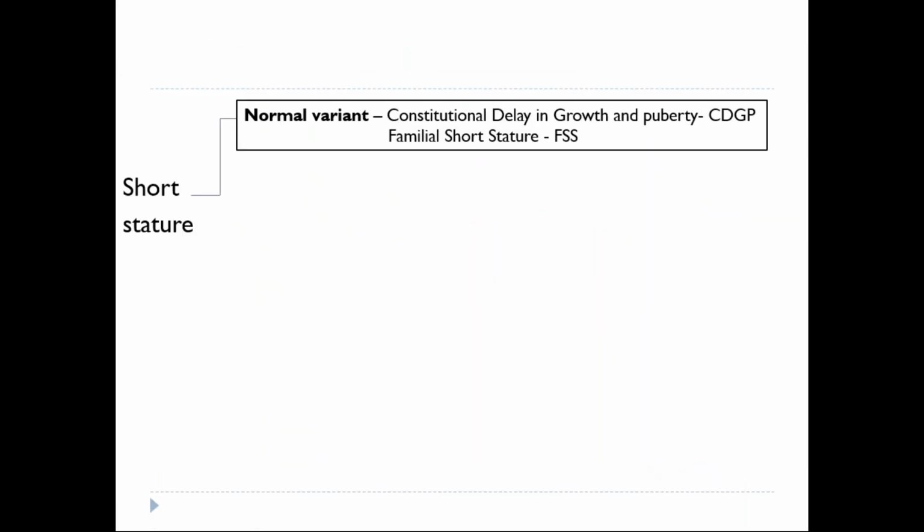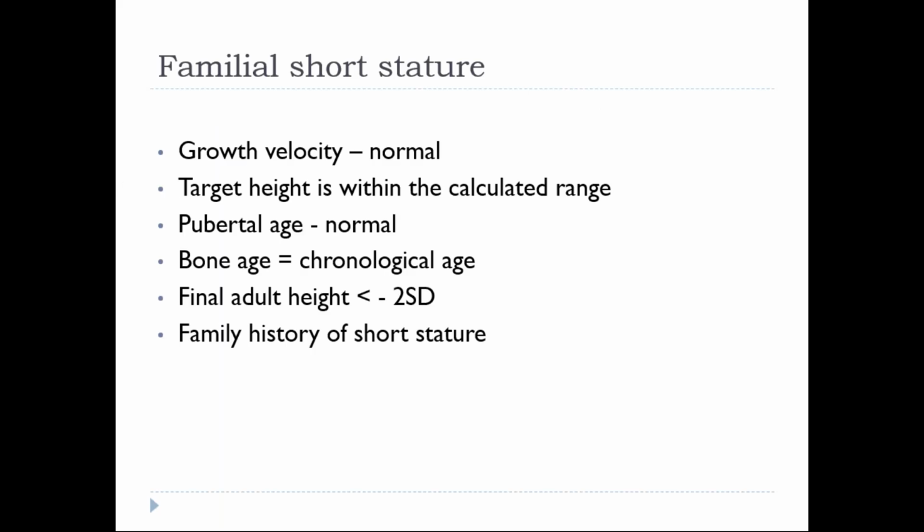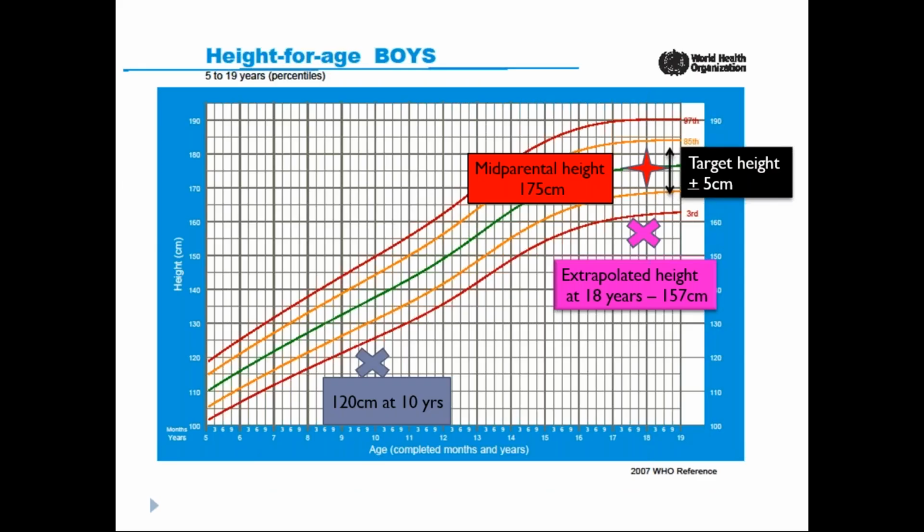So we'll just go quickly to the causes, and we have 15 minutes left. So, in the normal variant, we have constitutional growth delay, and in the other one, we have familial short stature. Familial short stature is when the growth velocity is normal. The target height will be within the calculated range. In familial short stature, the child is short because the parents are short.